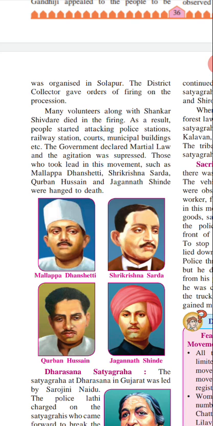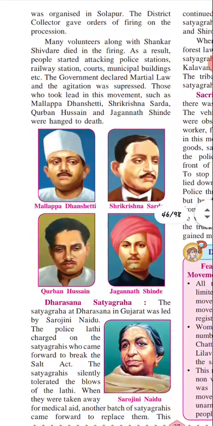These four people, the four martyrs, sacrificed their lives for the Solapur Satyagraha. Their names are Mallappa Dhanshetti, Shri Krishna Sarda, Qurban Hussain and Jagannath Shinde. They were hanged till death for conducting the Solapur Satyagraha and for taking the lead of this movement.